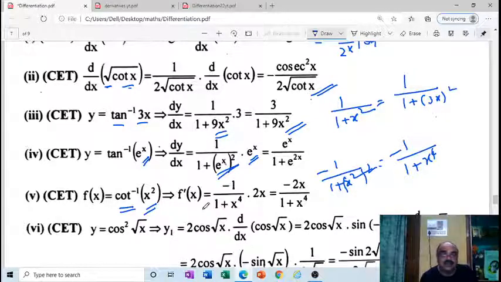And then differentiation of x square is 2x. So it is minus 2x by 1 plus x power 4.